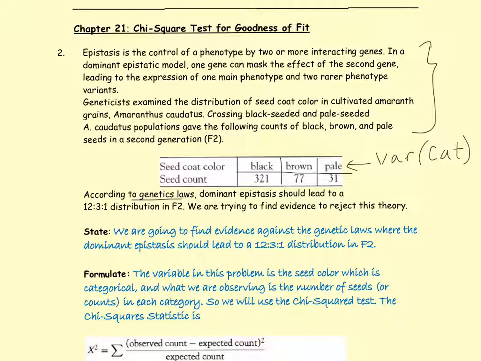According to the genetics law, the dominant epistasis should lead to a 12:3:1 distribution in F2. So we'll see if the data that we've collected here will give us evidence that goes against this genetic law. Since we are looking for evidence against something, we need to do a hypothesis test. But since the variable here is a categorical variable and we are given counts in each category, we're going to use the chi-squared test. So to do the chi-squared test, we first need to find the chi-squared statistic.